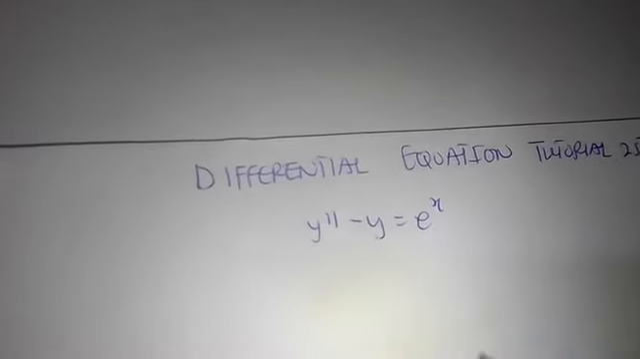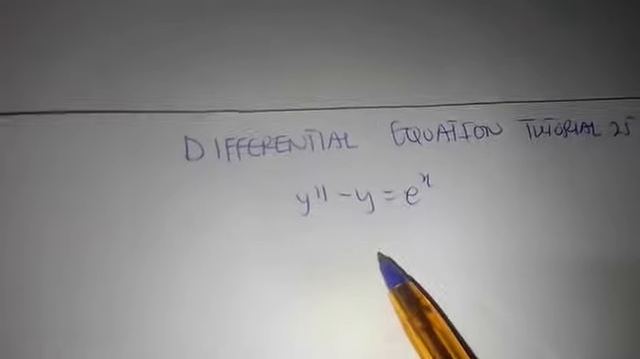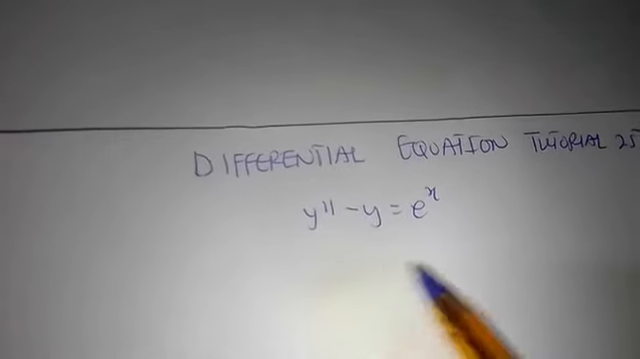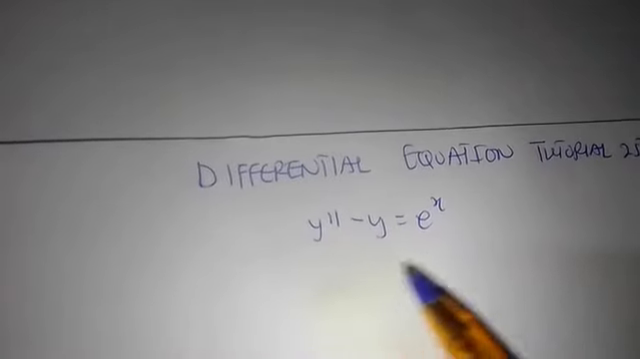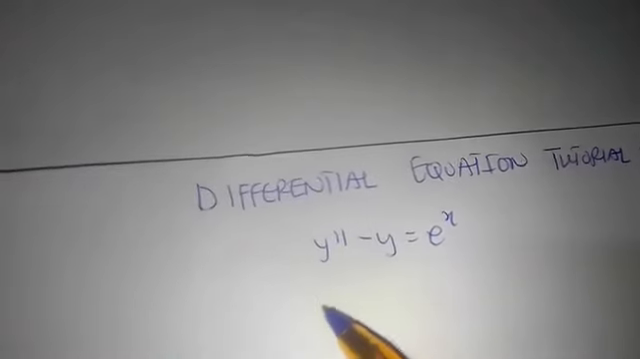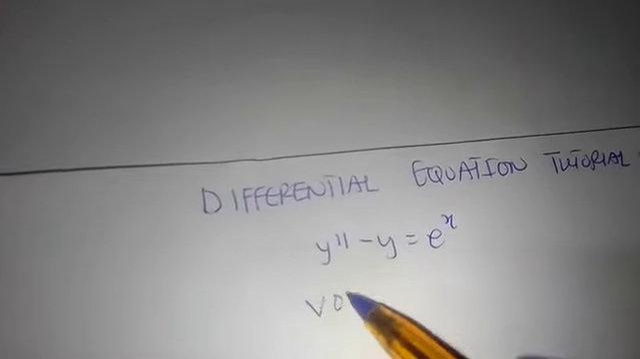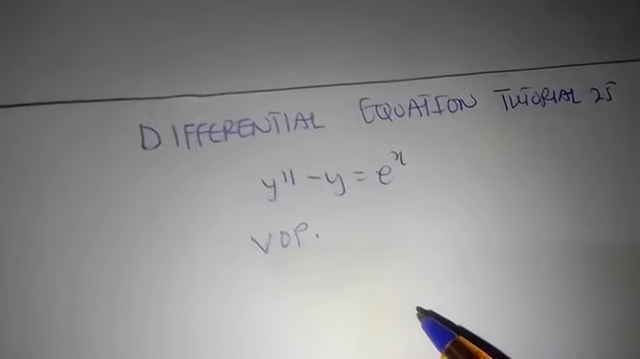non-homogeneous differential equation. Whenever you are to solve a non-homogeneous second order linear differential equation, we have two ways: either use the variation of parameters or the method of undetermined coefficients. In this tutorial I'm going to use the variation of parameters, VOP. So how do you go about that?